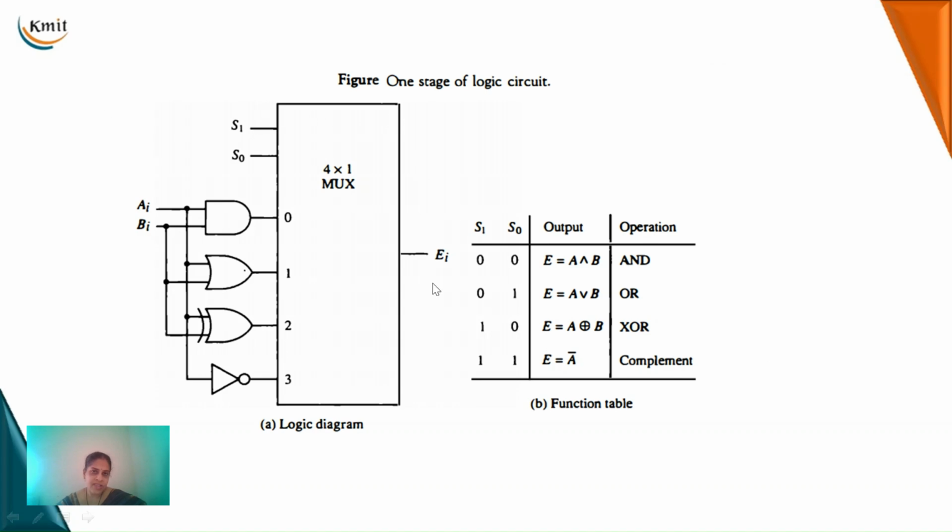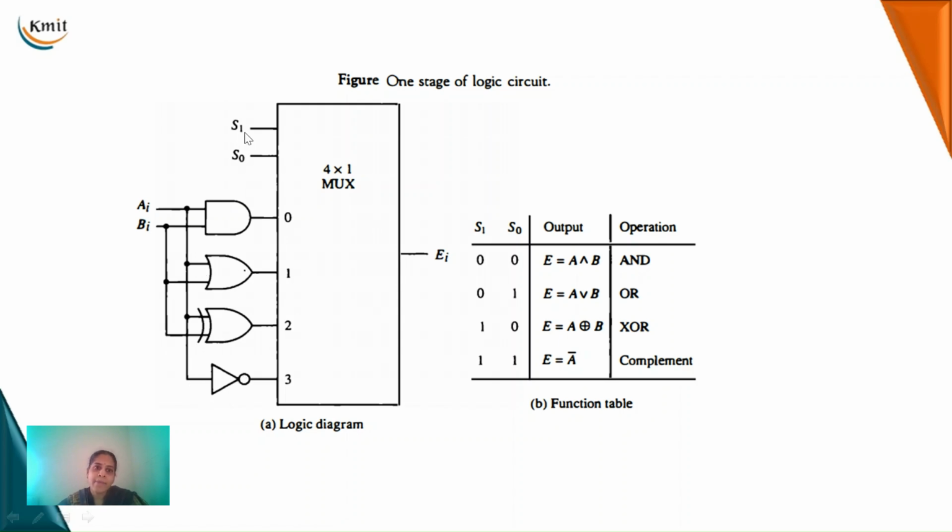If you see the hardware implementation of one stage of a logic circuit, it consists of a 4x1 multiplexer which takes 4 bit input and gives 1 bit output, and the 4 logic gates AND, OR, XOR and complement. These are given as inputs to the multiplexer, and each gate gives one input to the multiplexer, and each gate is represented by one binary value 0, 1, 2 and 3. The Ai and Bi values are given as inputs to all the logic gates, whereas for complement it takes the value of only Ai.